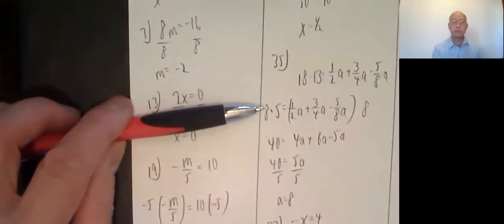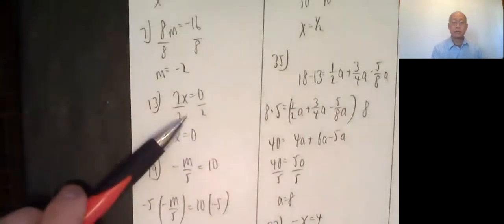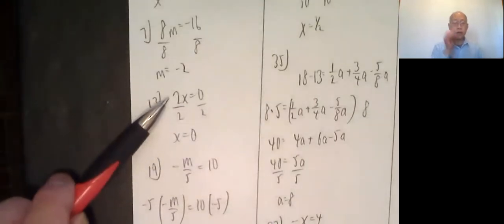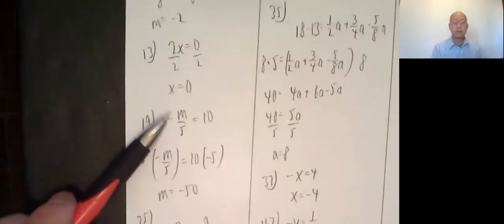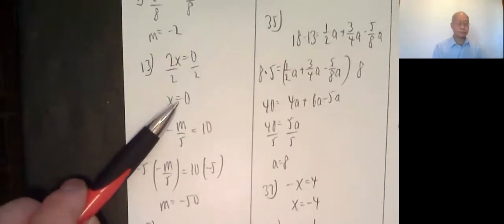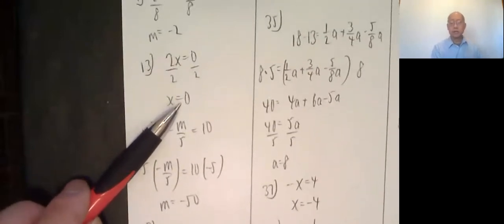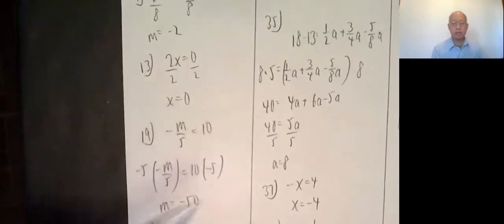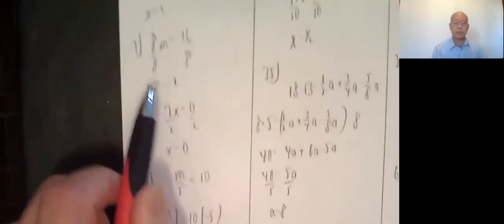13, 2x equals 0. Divide by 2. 2 divided by 2 is 1, so 1x is the same as x. 0 divided by 2 is 0. x equals 0. And of course, again, you can always check your answer by plugging back in. This is easy to plug in. 2 times 0 is 0. 8 times a negative 2 is negative 16, and so on.